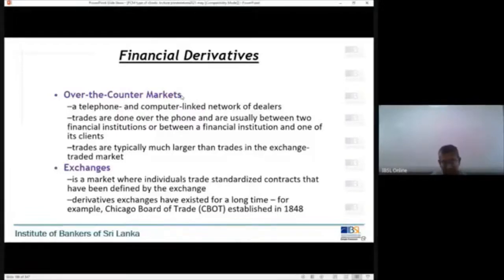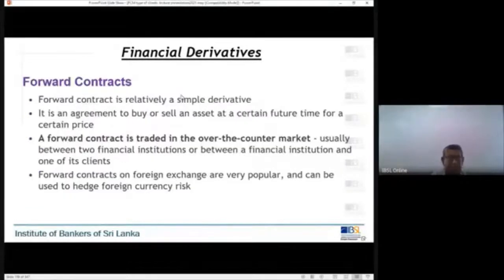Now with that understanding, we discuss the forward contract. Now what do you mean by a forward contract? It is a relatively simple derivative, right? It is an agreement to buy or sell an asset at a certain future time for a certain price. So forward contract is, remember, over the counter, right? Remember, over the counter. Forward contracts are very famous for foreign exchange.